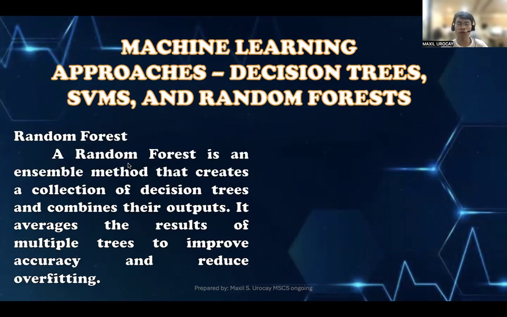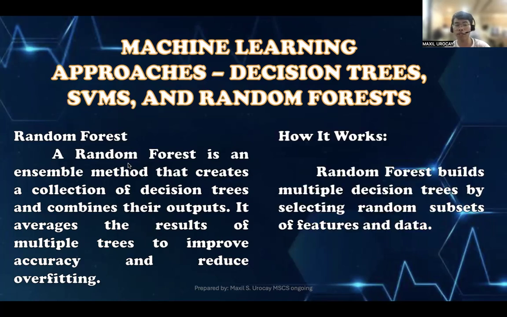Random forest. We also have the random forest, which is an ensemble method that creates a collection of decision trees and combines their outputs. It averages the results of multiple trees to improve accuracy and reduce overfitting. Since most likely if we're using a machine learning model, there will be overfitting or underfitting, it is probably hard for us to solve those cases since we need to check another model.